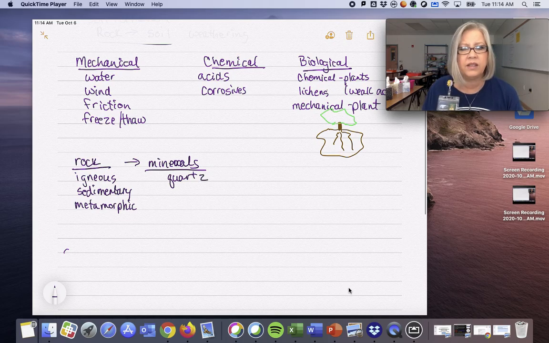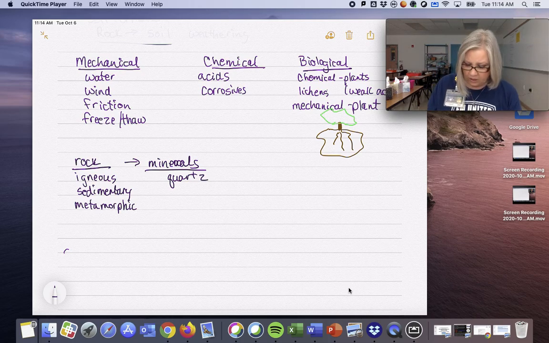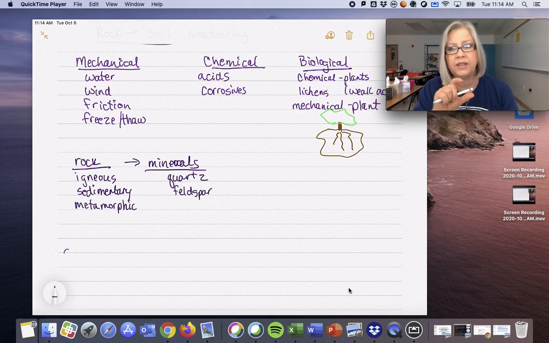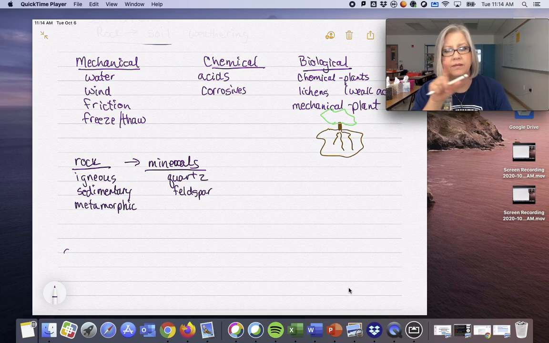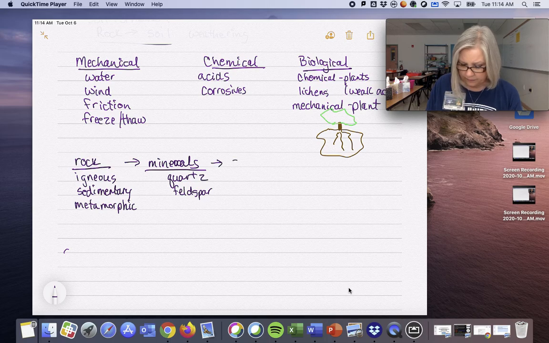Okay, quartz is usually like a calcium kind of rock, or it's got a lot of carbon to it. So quartz is one. And then the other one is called feldspar. And feldspar also has a lot of different kinds of elements to it, and it's just a pretty general type of mineral. Now, each one of these can break down into various kinds of soils.